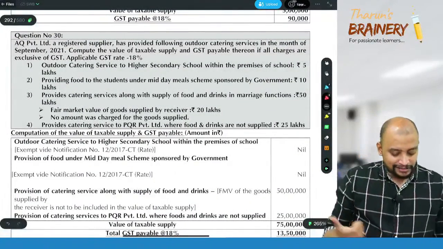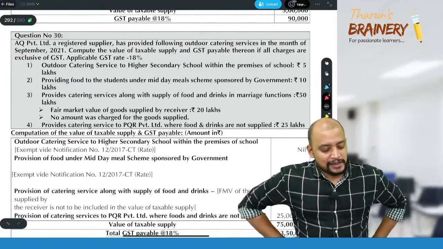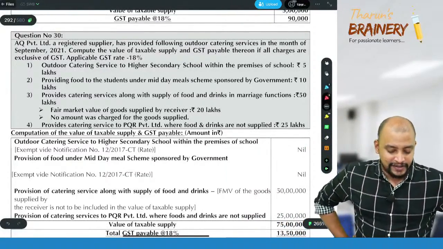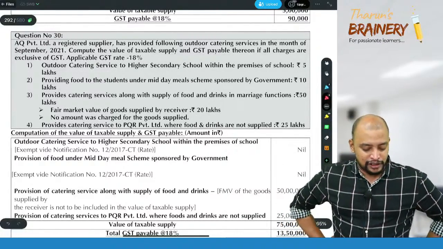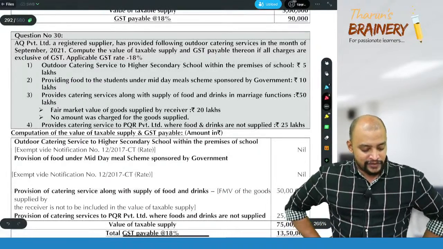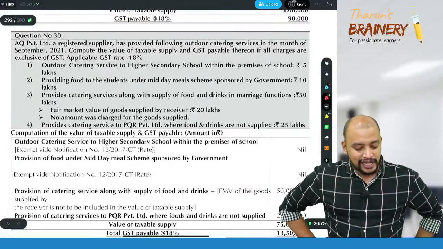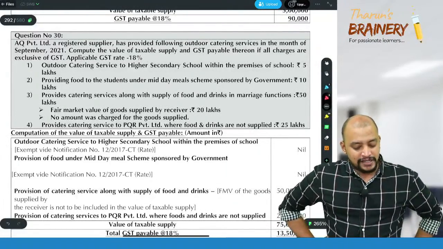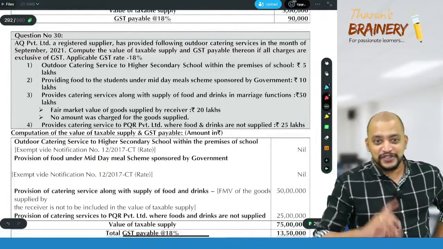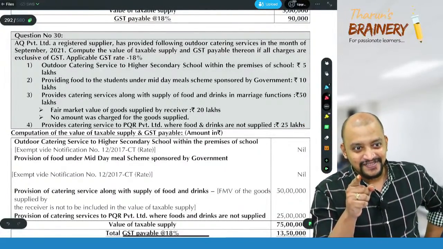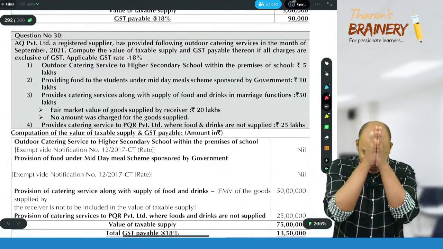This question number 30, AQ Private Limited, a registered supplier, has provided the following outdoor catering service in the month of September. Compute the value of taxable supply and GST payable thereon if all charges are exclusive of GST. Applicable GST rate is 18%. Outdoor catering service to higher secondary school within the premises of the school, 5 lakhs, exempted. Outside the premises of the school, for ICI, exempted.